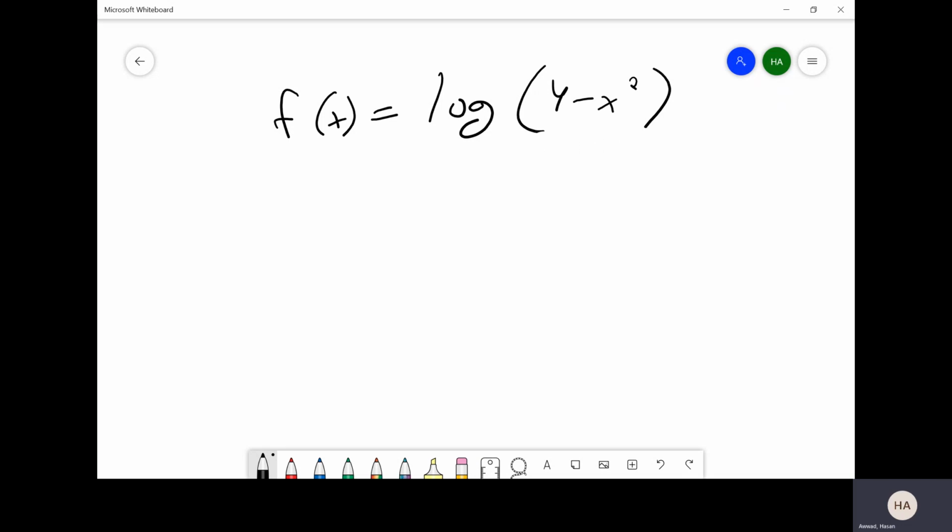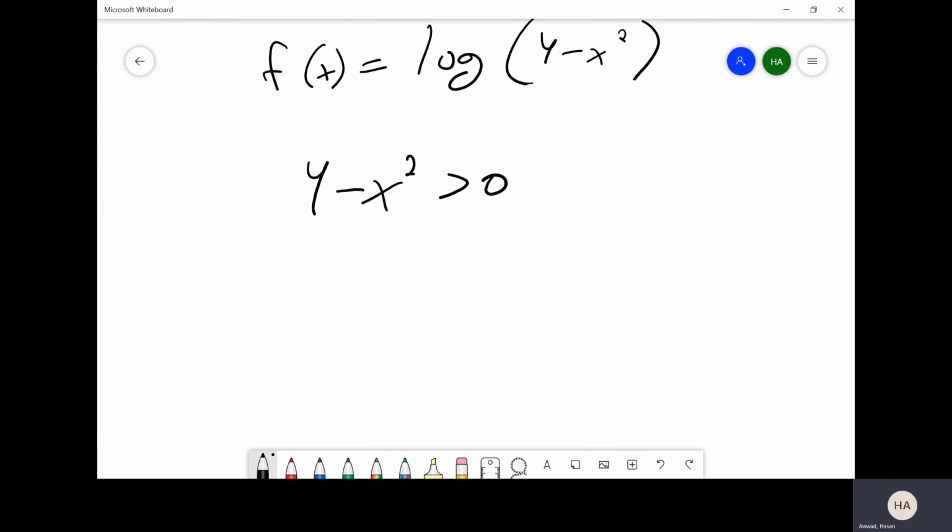So what we have to do to figure out the domain is take the piece that's inside the logarithm and set it to be greater than 0. Okay, notice it's not greater than or equal to, because again, 0 is not allowed. So we say, okay, sure, 4 minus x squared is greater than 0. To figure this out, we need to factor. So factoring this, we have 2 minus x and also 2 plus x.